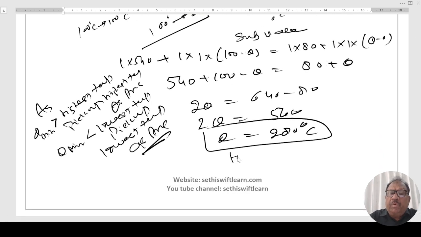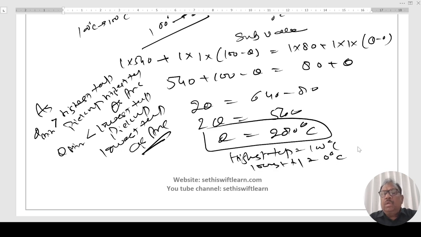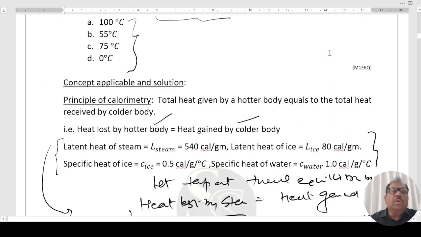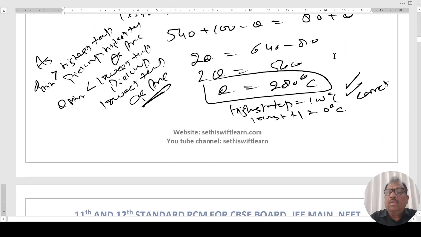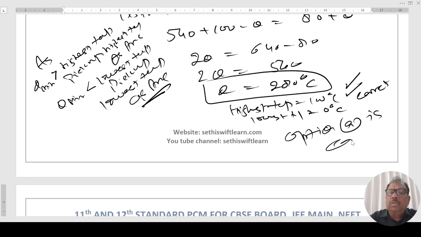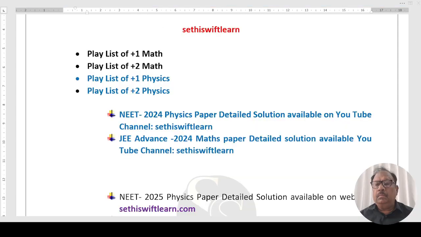In the given question, highest temperature is 100 degrees centigrade and lowest temperature is 0 degrees centigrade. It is coming higher than 100, so pick up 100. So this is the correct answer. Answer option A is correct. Option A is correct answer. Right. Next question.